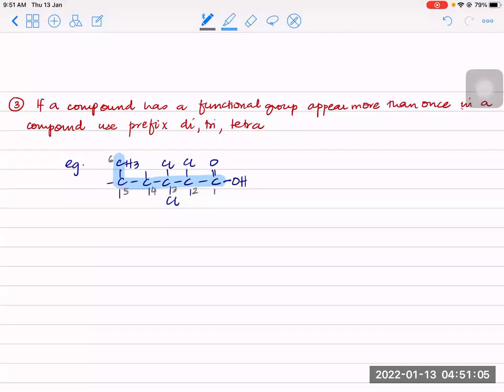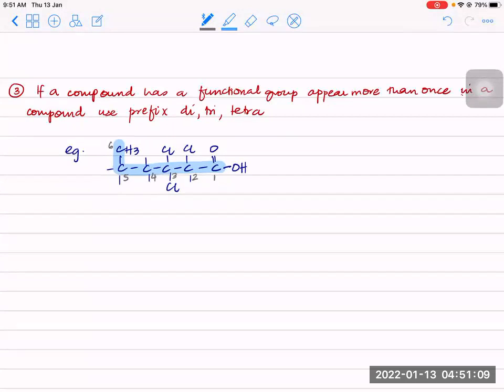Now you will name them, right? So the most important functional group is what the compound actually is. If I ask you what is this compound, you will say this is an acid, because that's the most important functional group here. Now let's name it. This is an acid, so the name should end at acid.